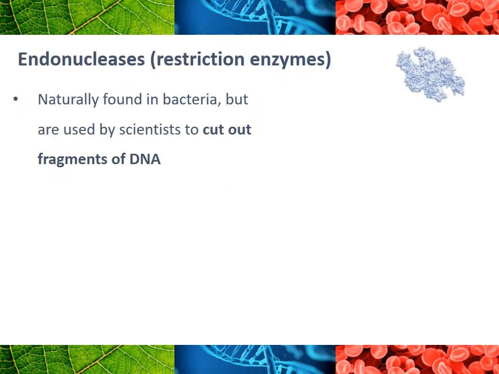So we'll start with endonucleases. They're also called restriction enzymes, and the study design has both of these names in it. So you need to know both of these names. Restriction enzymes are a type of endonuclease. These are enzymes that are found naturally in bacteria, but now they're used by scientists, like I said, to cut out fragments of DNA. That's their job. That's just a picture of what an endonuclease might look like.